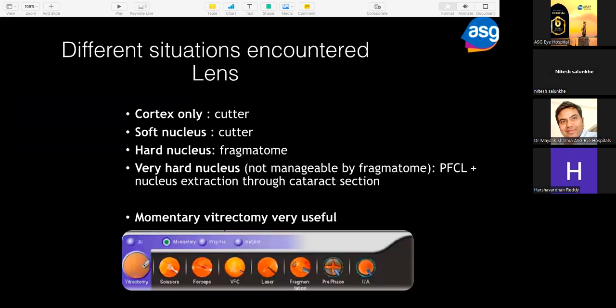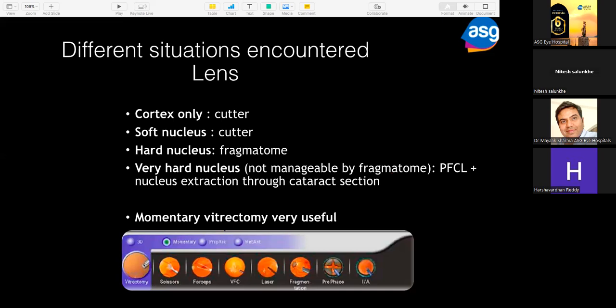I was talking about the grade of cataract and why that is important. It will help you decide whether you can take care of it only with the vitrectomy cutter or you will need a fragmatome. For just cortex, epinucleus or soft cataract, your regular vitrectomy cutter is enough.